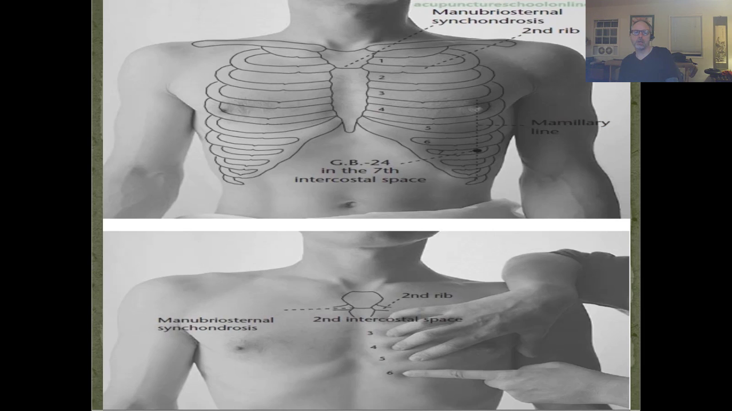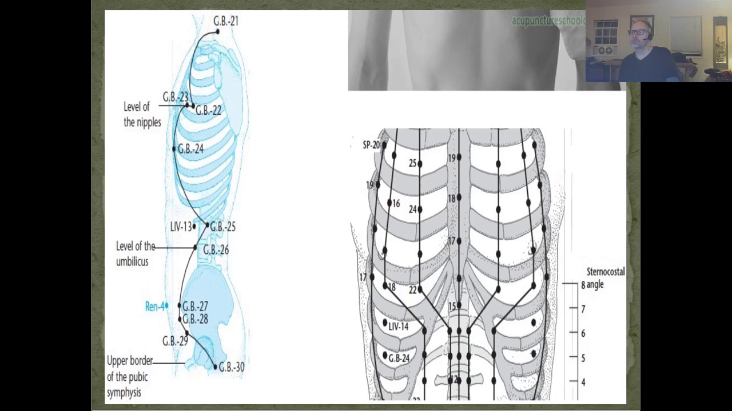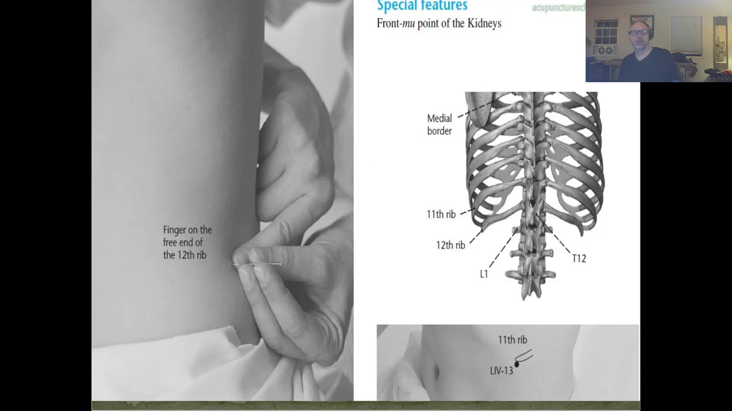This is just a palpation reference. Same thing with this. It's also a palpation reference, but it also shows you how that gallbladder channel winds its way around the lateral aspect. That's a reference slide showing you the free end of the 12th rib versus the location of liver 13 and how you actually needle it.